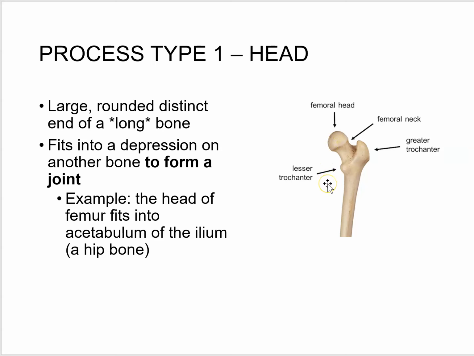The femoral head, very easily recognizable. It's a very distinct rounded projection, and the femoral head fits into a very deep fossa on your ilium called the acetabulum. So you have the head of this bone, the head of the humerus would be another. You have the head of the radius. Most of your long bones are going to have a head to them.